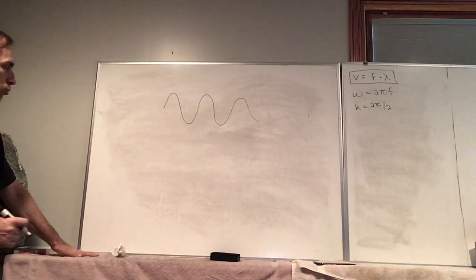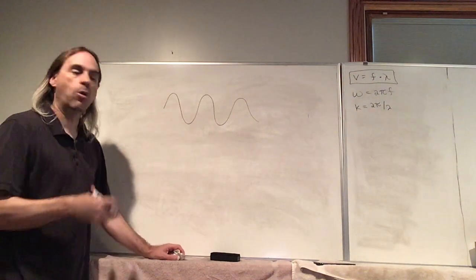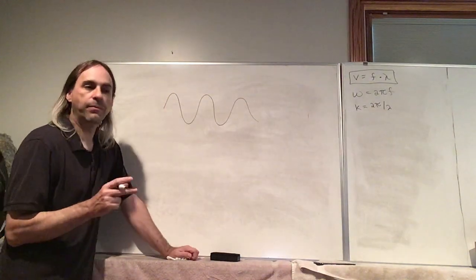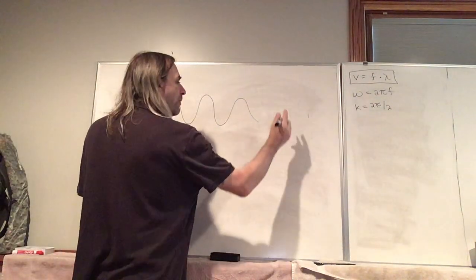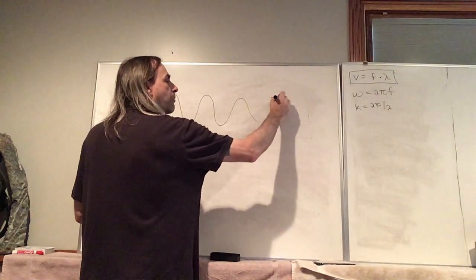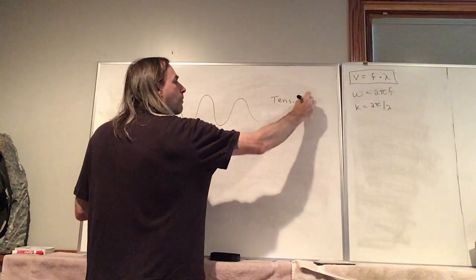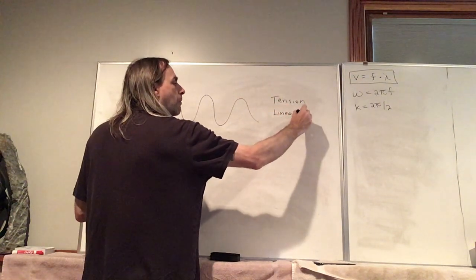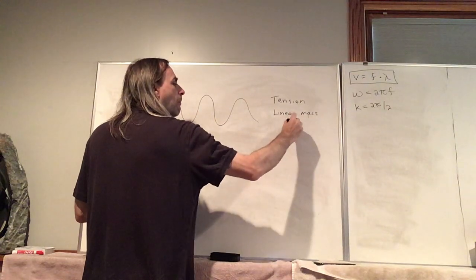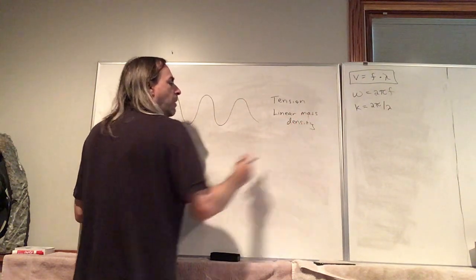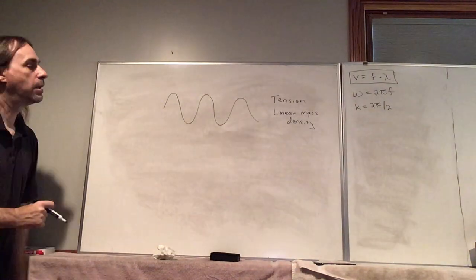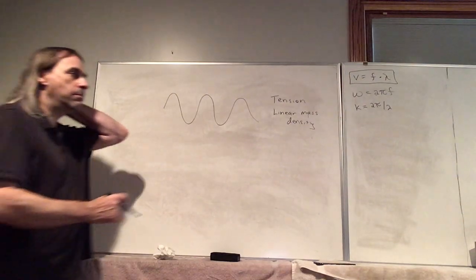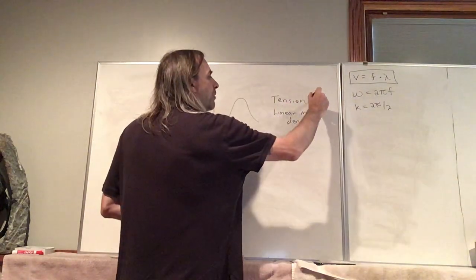So what I want to do is look at just a wave on a string, and we're not going to derive the result. We're just going to take two experimental facts. The speed of the wave depends on the tension in the string, and something called the linear mass density. So these two factors determine the speed of the wave on the string. Now tension, measured in newtons.